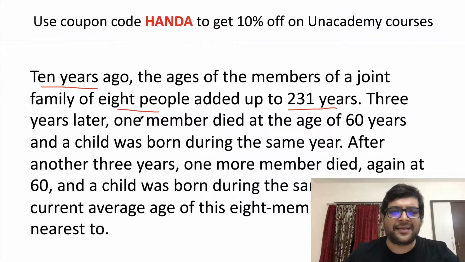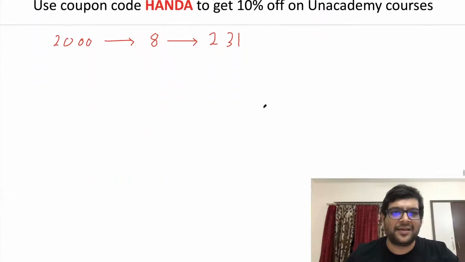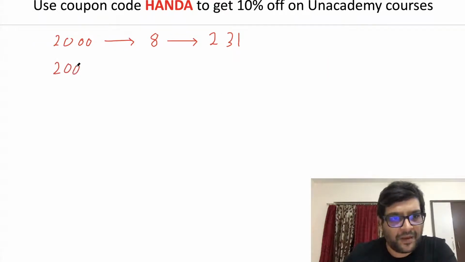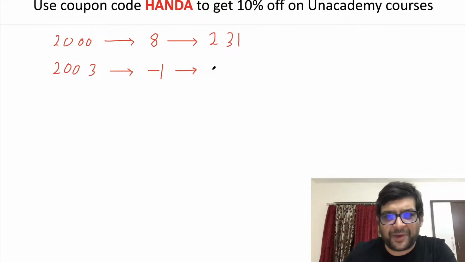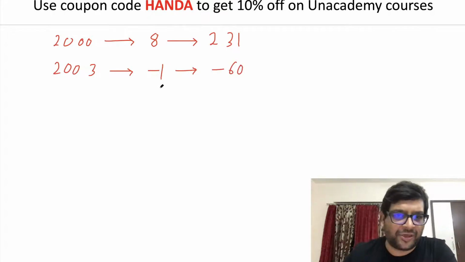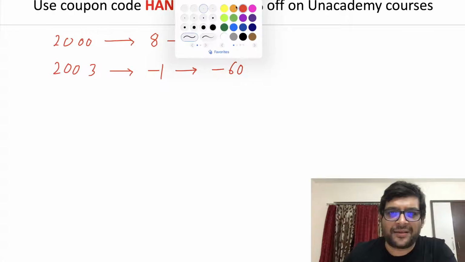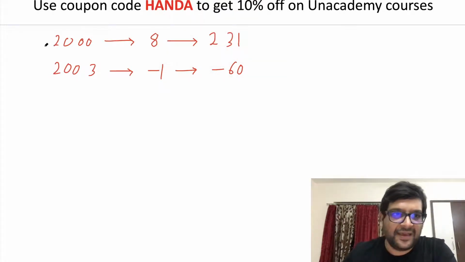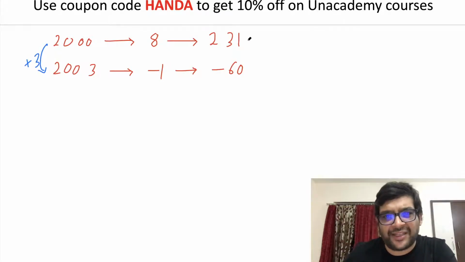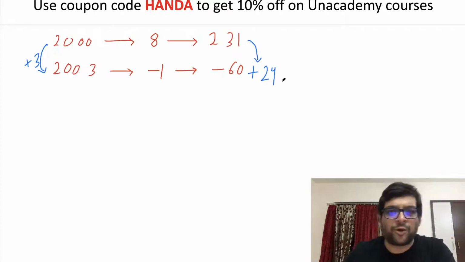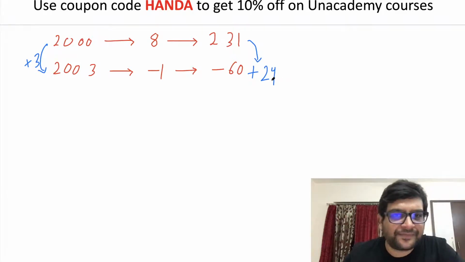Then what happened? 3 years later, one member died at the age of 60. So in 2003, one member died, that means number of members reduced by 1, and the person who died was of 60 years. So age total reduced by 60. But another point to note is that all of these 8 people in 3 years would have grown by 3 years. So my total age would have grown by 24 in this period.